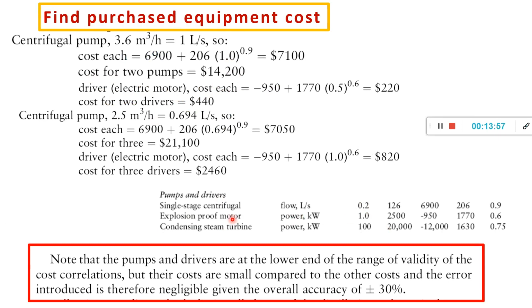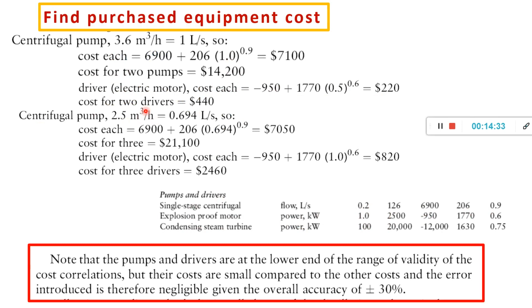Since it's not mentioned whether the driver is an electric motor, or a steam turbine, we look at the power in the range 1 to 2500, since the power of this motor is just 500 watt, right? So it's near, so we pick this value, this one. So we just get 220, and then the cost, just multiply by 2, and go to this centrifugal pump.